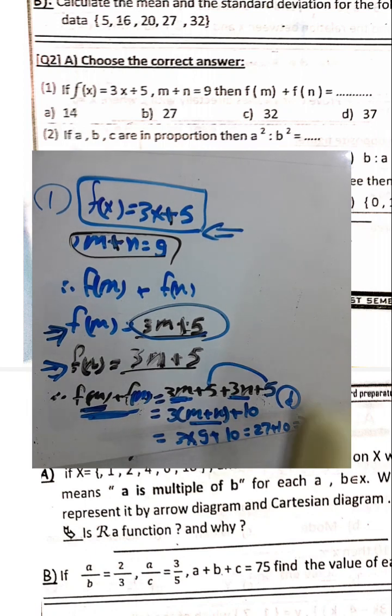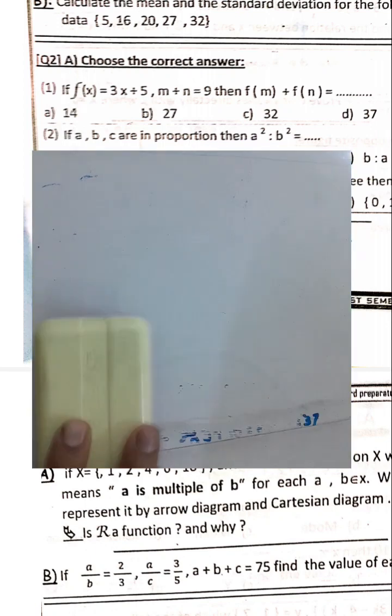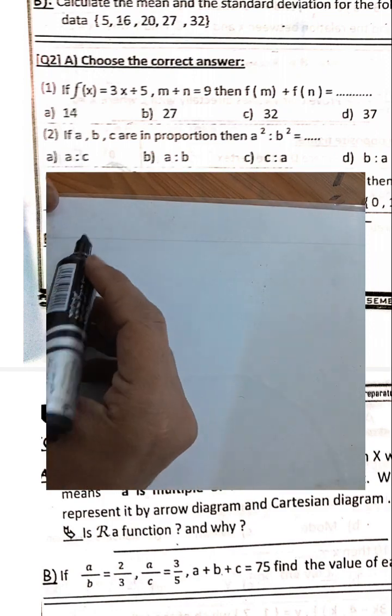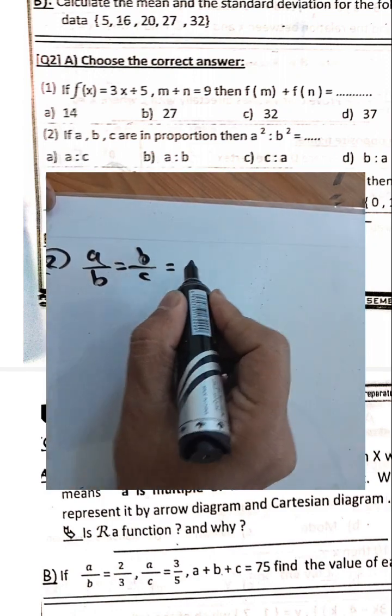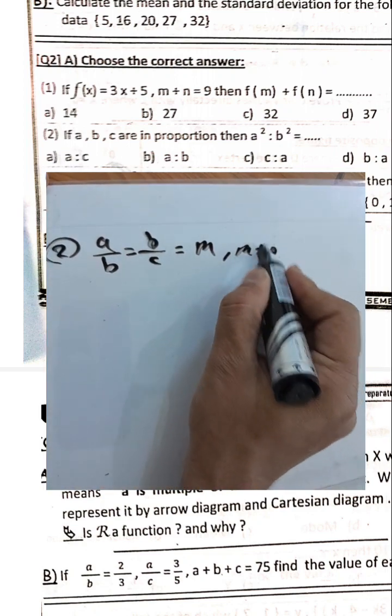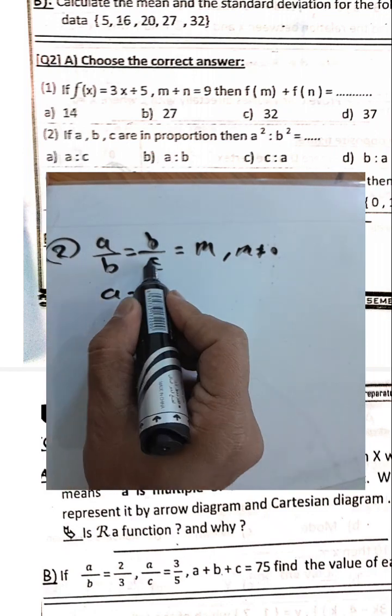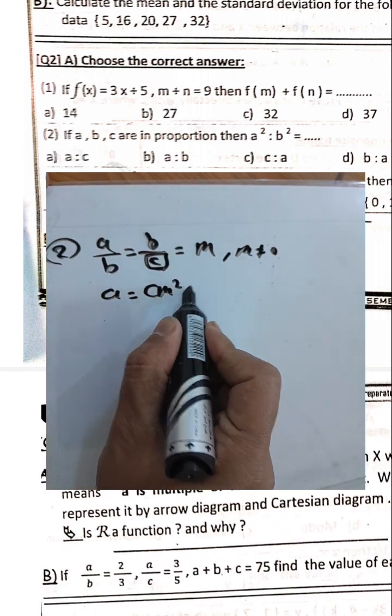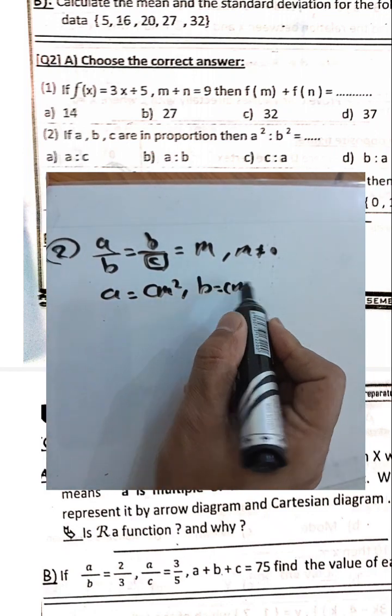Okay, next question. If A and B and C are in proportion, what is A squared over B squared? We have A and B and C. Okay, question number 2. A over B equal B over C equal a constant M, and M the constant is not equal 0. Okay, then A will be Cm squared and B equal Cm.